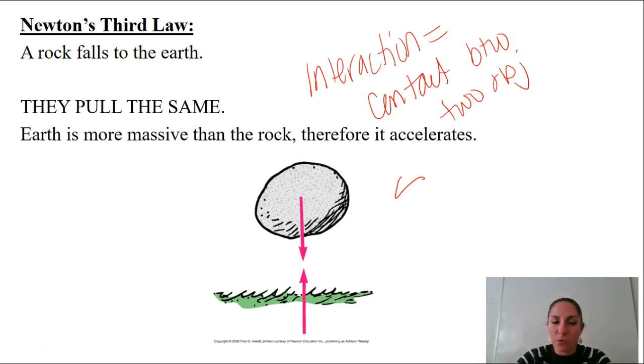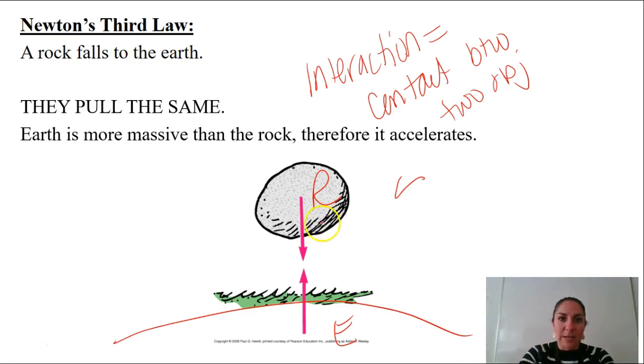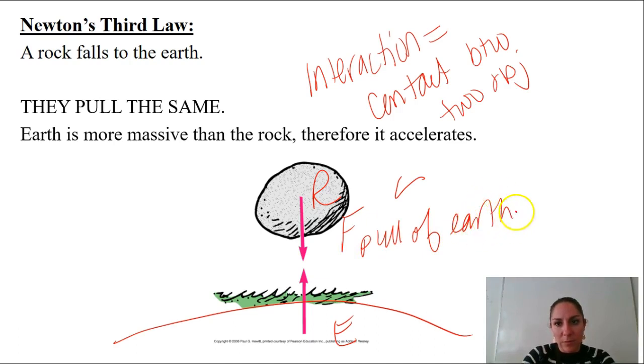The first law focuses more on what the object's doing in terms of its motion separately. But this one we have two objects. Notice that we have the rock here and the earth. Of course, the earth is just this big thing right here. Essentially what Newton's third law says is that if the earth is pulling on the ball, this is the earth on the ball right here, the reactionary force is going to be the pull from the ball on the earth.